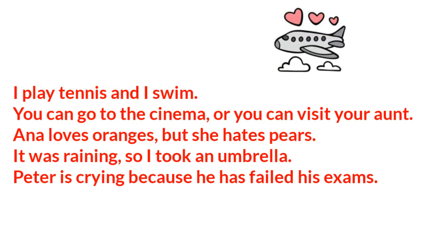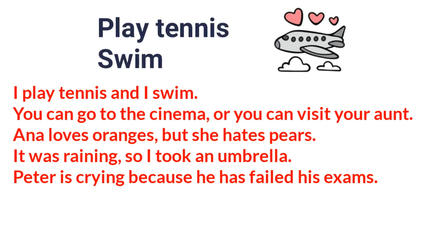I play tennis and I swim. So, certain things are being listed out here, isn't it? What are the things I do? A certain list is being given. That means two things only are given. That's why we used and, the conjunction and, to connect it. I play tennis and I swim.